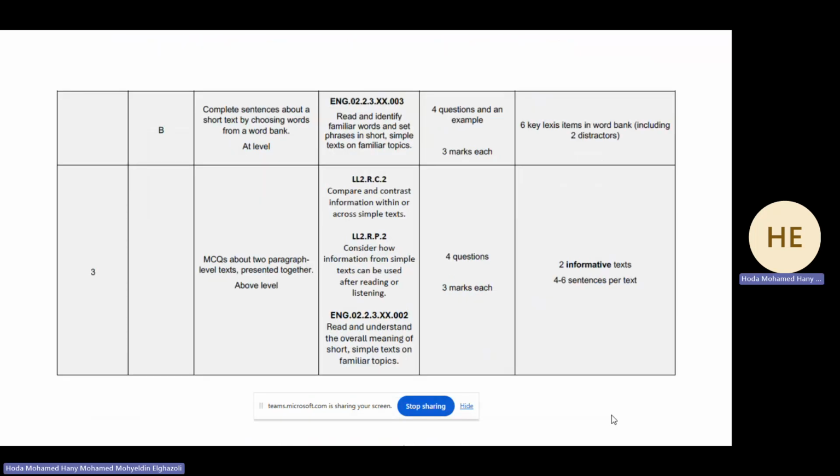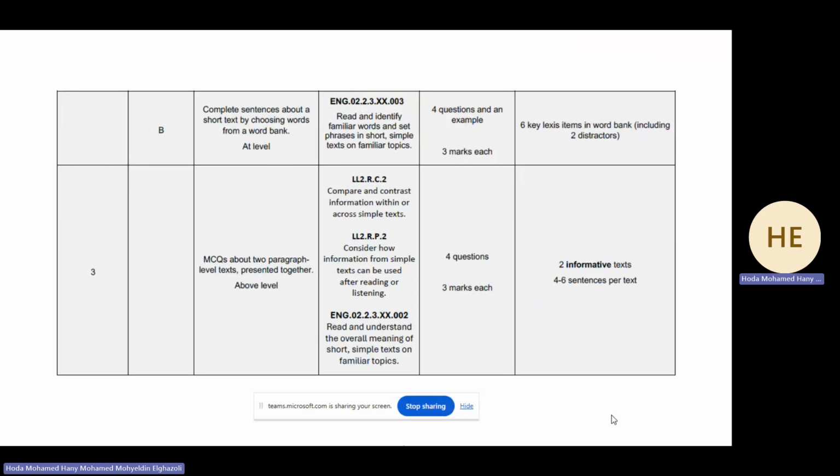And part 2, section B, the question will be completing sentences about a short text by choosing words from a word bank. There will be a text, and there will be a word bank with words, and 4 questions, 4 sentences with blanks, and each carries 3 marks.